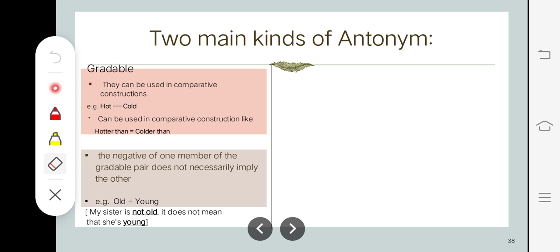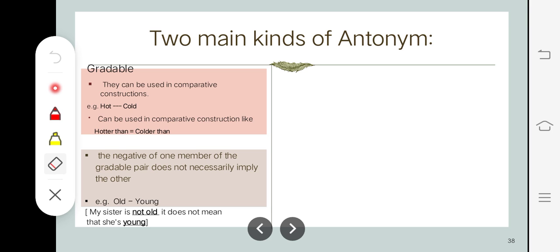With gradable antonyms, the negative of one member of the pair does not necessarily imply the other. For example, old, young: My sister is not old. It does not mean that she's young. Another example is hot and cold: My milk is not hot, but it does not mean that it's cold.